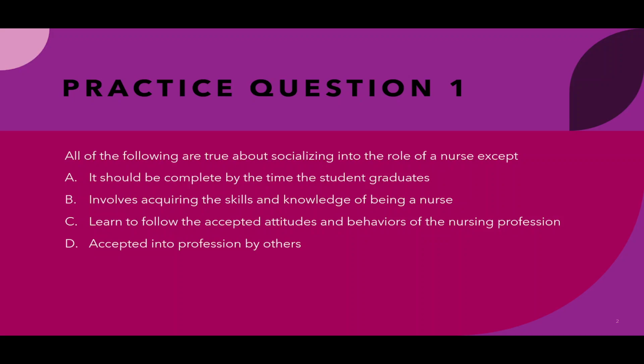All of the following are true about socializing into the role of a nurse except A, it should be complete by the time the student graduates, B, involves acquiring the skills and knowledge of being a nurse, C, learn to follow the accepted attitudes and behaviors of the nursing profession, D, accepted into profession by others.